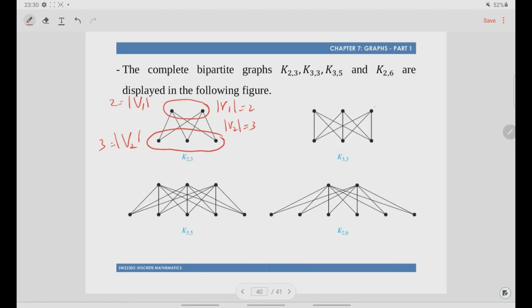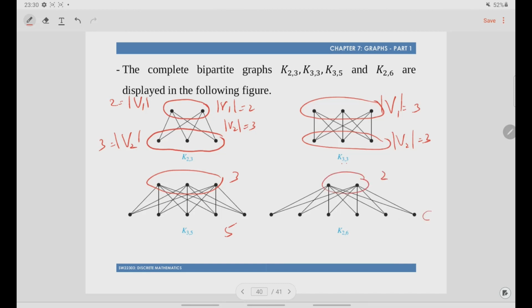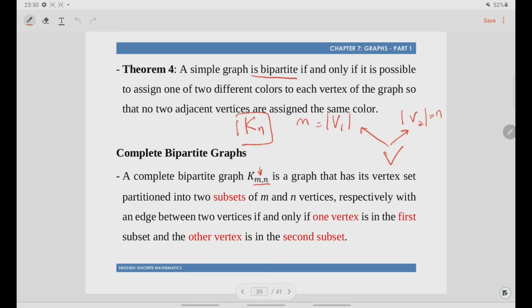So for this one, in V1 we have 3 vertices. For the other set V2, the cardinality is equal to 3, because we have m equal to 3, n equal to 3. So this is the complete bipartite graph for m equal to 3 and n equal to 3. So here we have K35, K23, K26. All right. So, theorem.